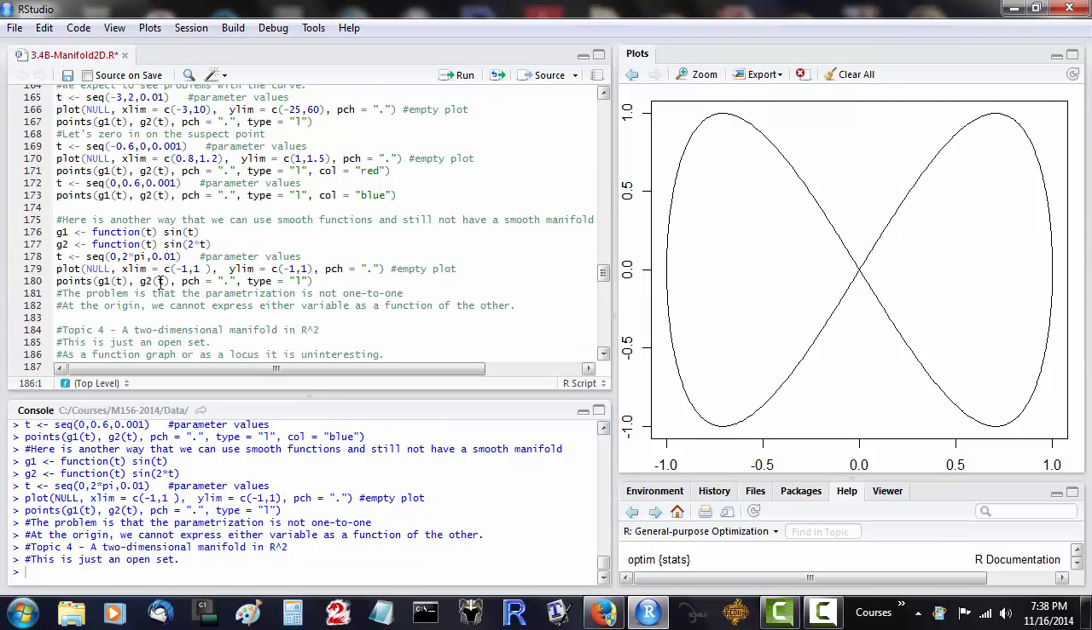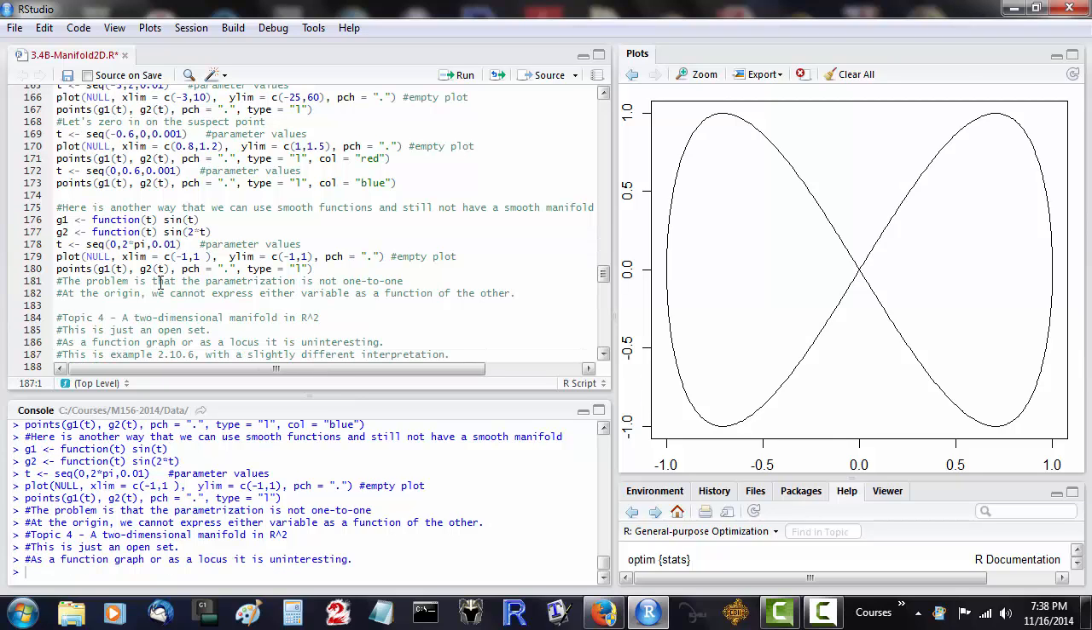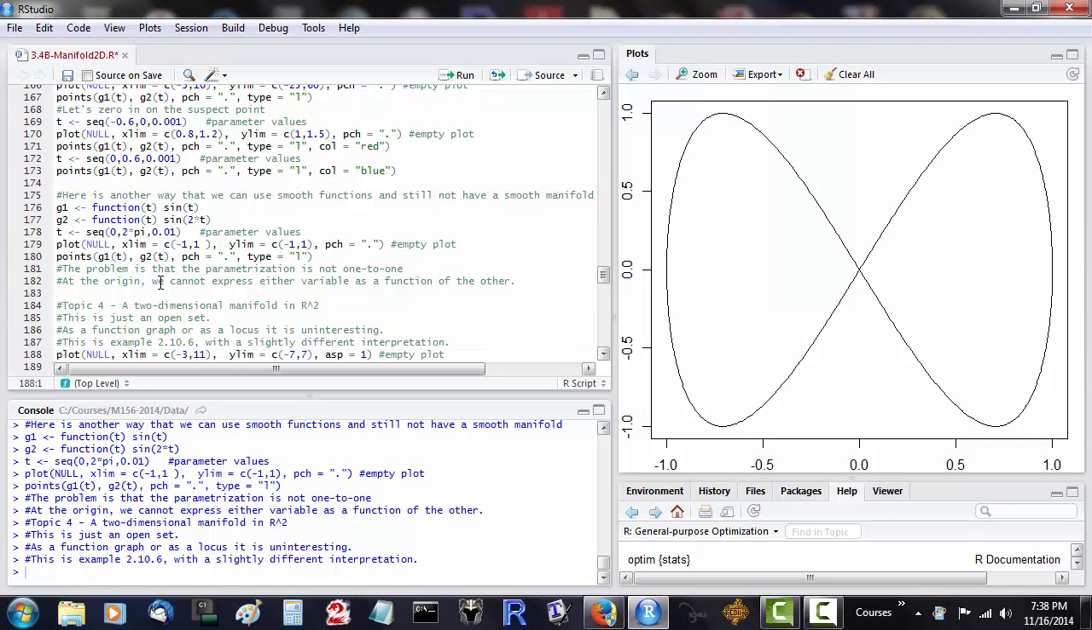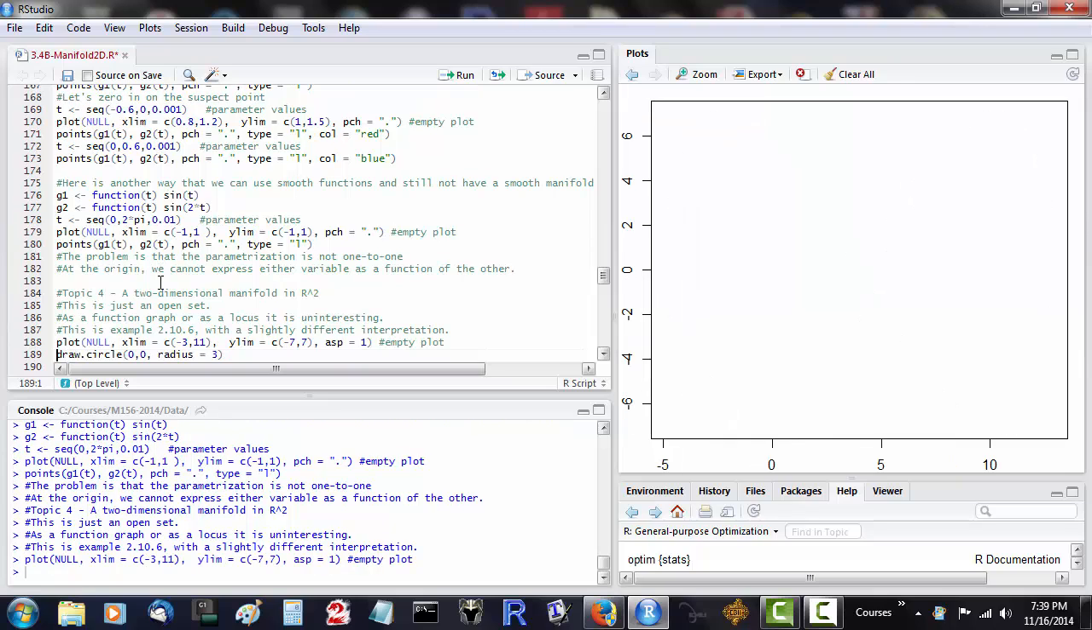That has to be just an open set, and if you talk about it as a function graph or as a locus, there's nothing really interesting to say about it. But if you talk about it as something that can be parameterized, it does get interesting. This example is actually from chapter 2 of the textbook, and I'm putting a slightly different interpretation on it. So let's set up an empty plot and set up the problem.